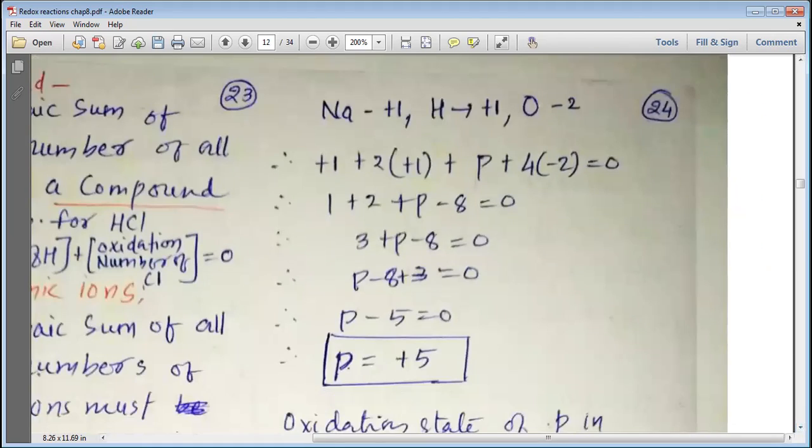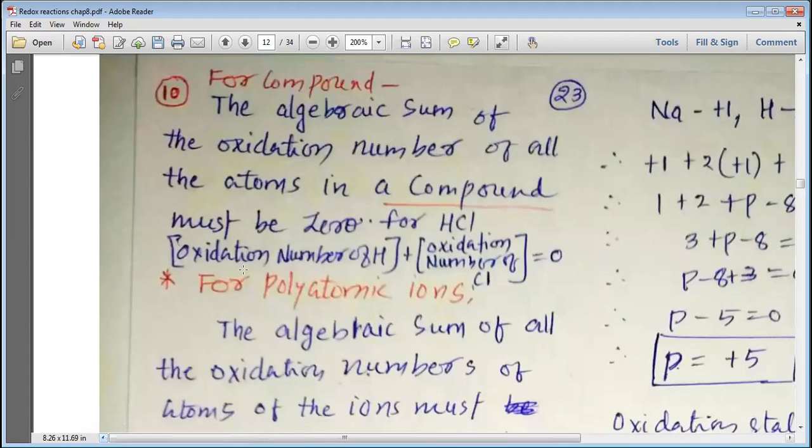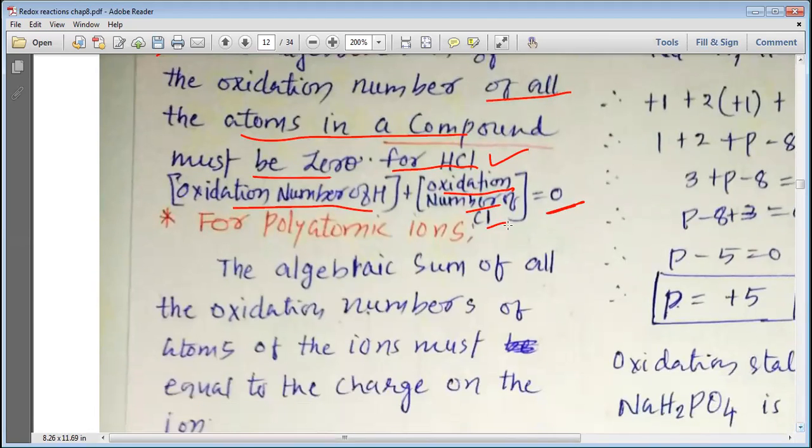Now, next rule, my dear students, that is the 10th rule for a compound. The algebraic sum of oxidation numbers of all the atoms in a compound must be 0. For example, if we think about hydrogen chloride HCl, oxidation number of hydrogen plus oxidation number of chlorine is equal to 0. So for any compound, the algebraic sum of the oxidation numbers of all the elements present in the compound should be 0.